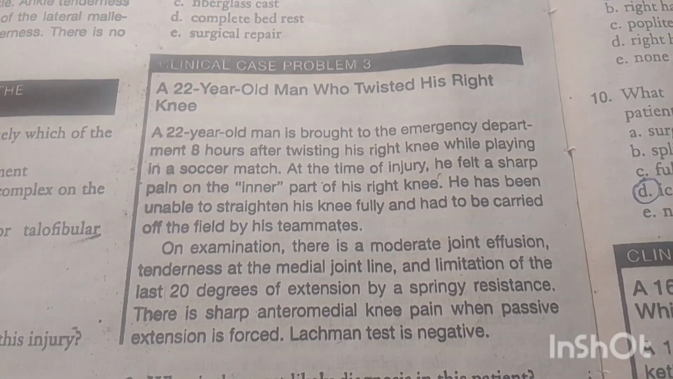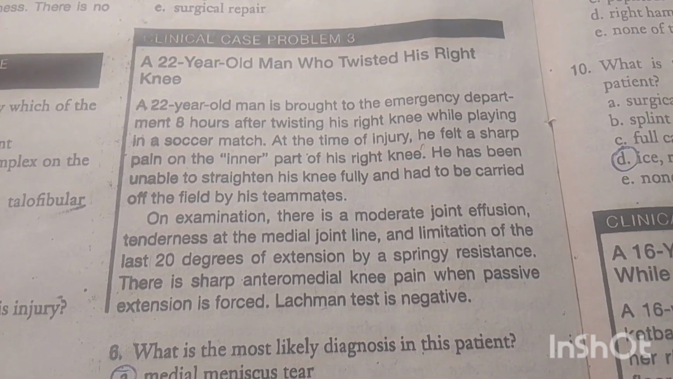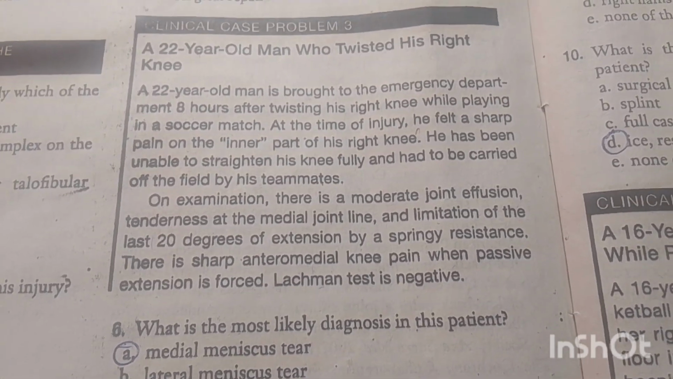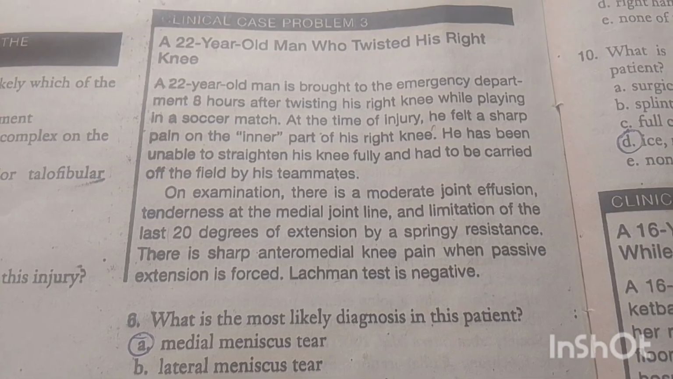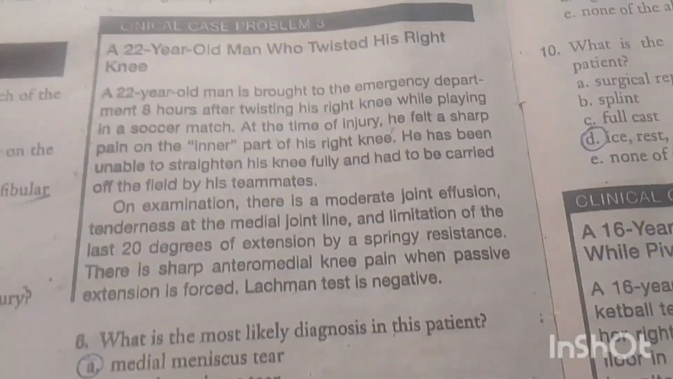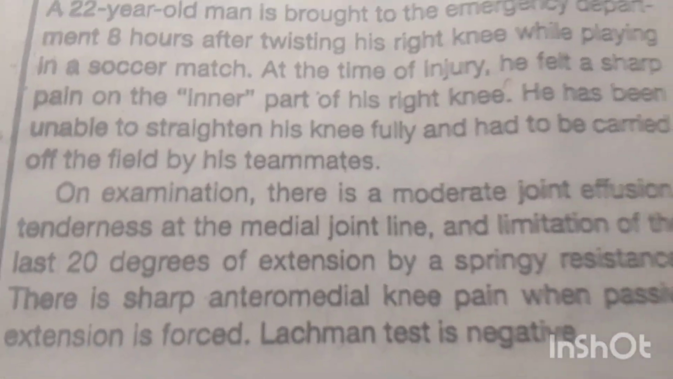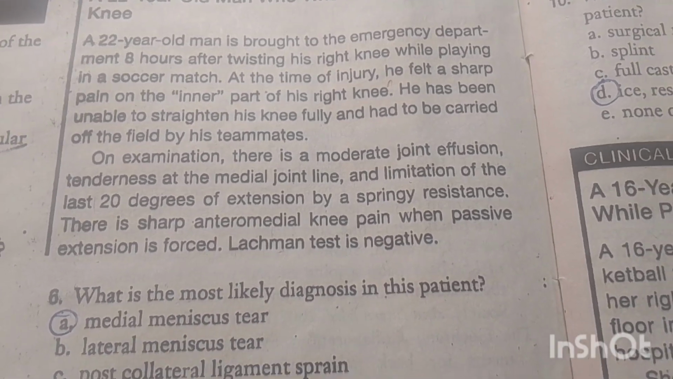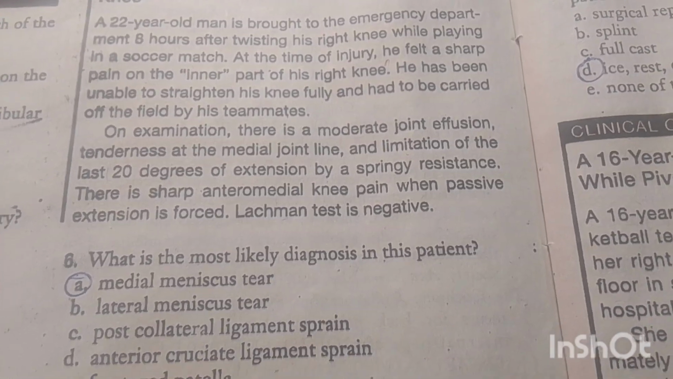Problem 3. A 22-year-old man is brought to the emergency department 8 hours after twisting his right knee while playing in a soccer match. At the time of injury, he felt a sharp pain on the inner part of the right knee. He is unable to straighten his knee fully and is carried off by his teammates. On examination, there is moderate joint effusion, tenderness at the medial joint line, and limitation of the last 20 degrees of extension by springy resistance. There is sharp anterior medial knee pain when passive extension is performed. The Lachman test is negative.